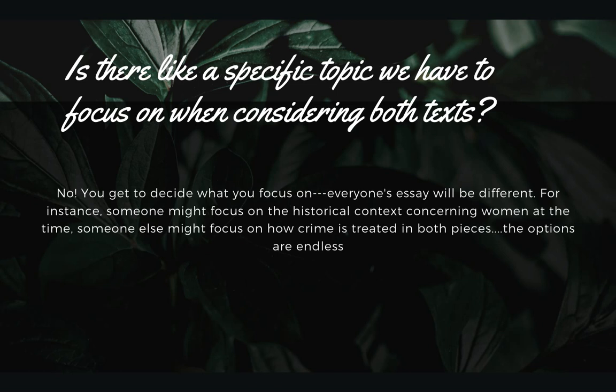So you might focus on the historical context concerning women at the time. Someone else might focus on how crime is treated in both pieces. The possibilities are really endless. So it's up to you to decide which way you're going. At this point in your first year composition sequence, you're at the end of English 102. We're getting there. Slowly but surely, we're getting there. And you need to be able to trust yourself to generate your own topics.